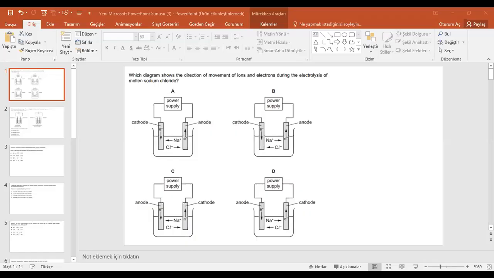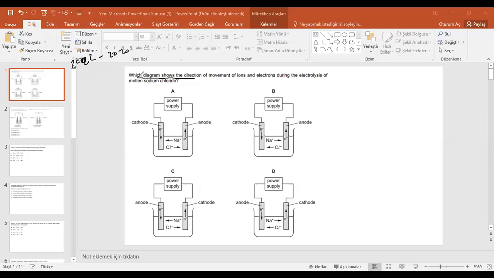In this video, we'll be solving some MCQ questions of IGCSE, years from 2022 to 2020. So let's get started with the first question.